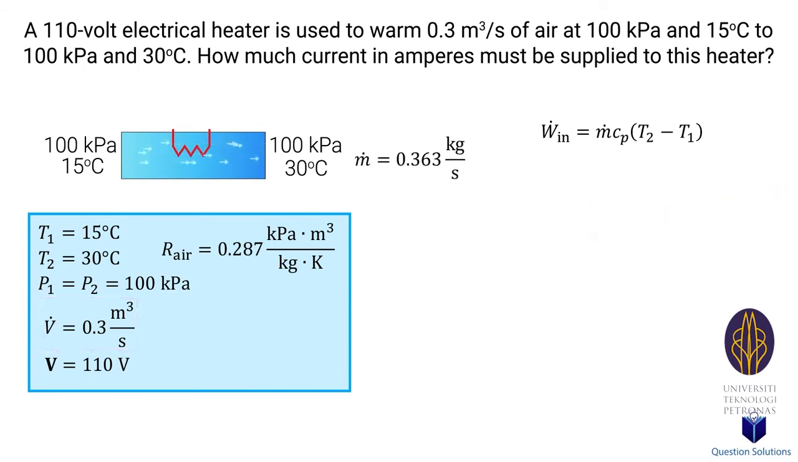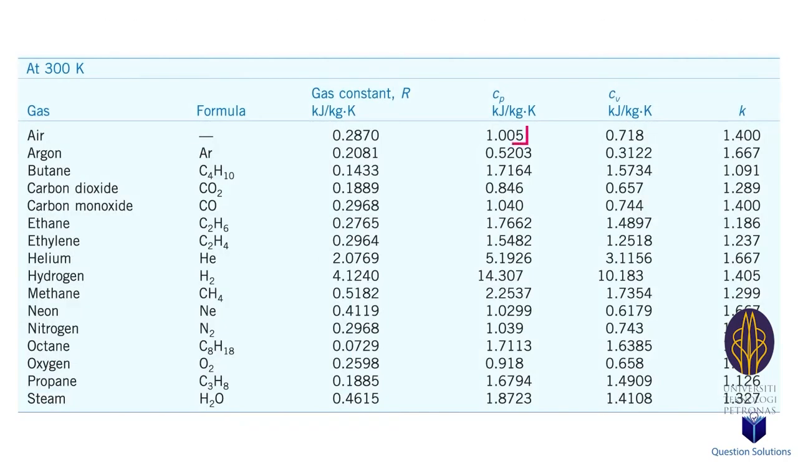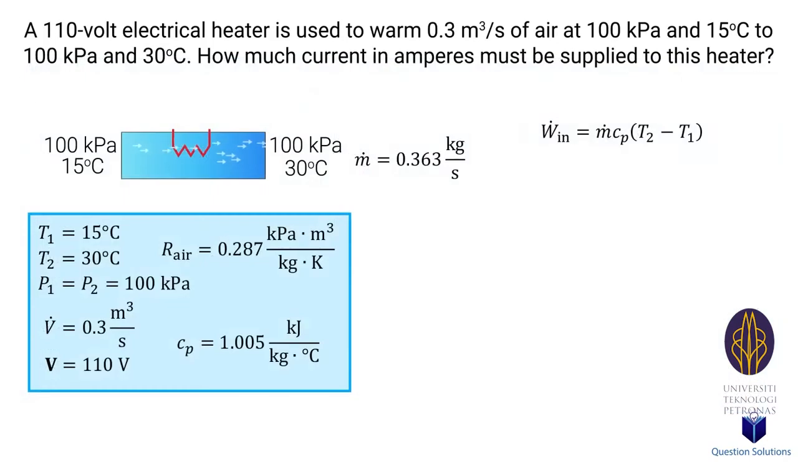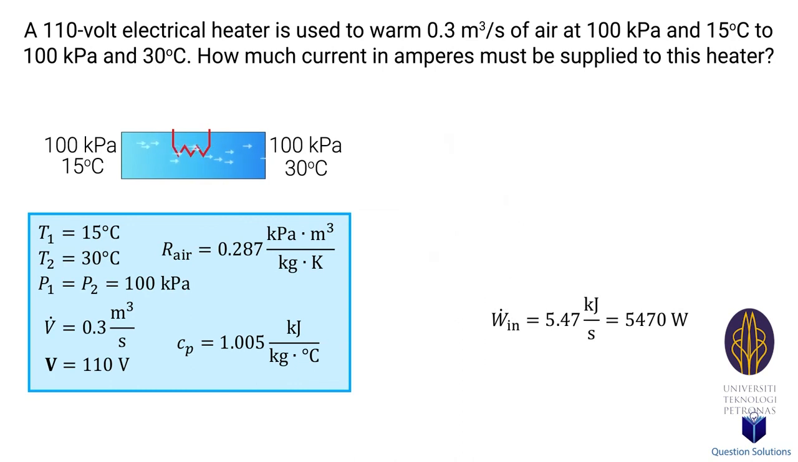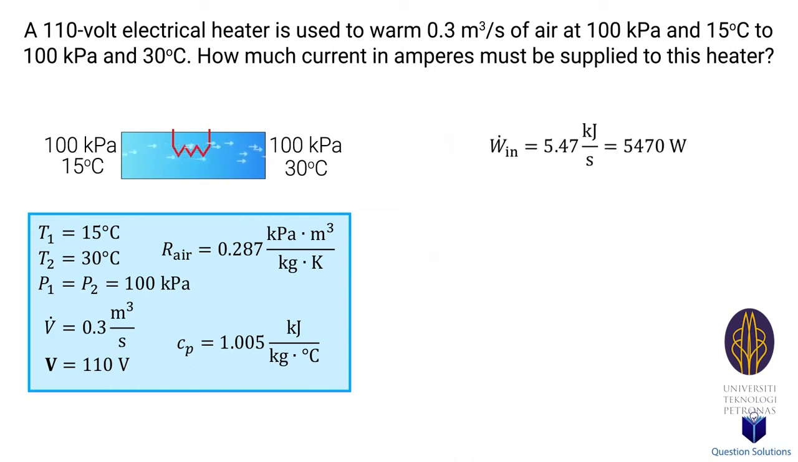Now that we have the specific volume, we can go back to the mass flow equation and plug our values in. Solving gives us the mass flow. Next, we need to find the specific heat of air. We can find that from a table. Here is the value we are looking for. We now have all the pieces, so let's start plugging the values in. We get 5.47 kilojoule per second or 5470 watts.